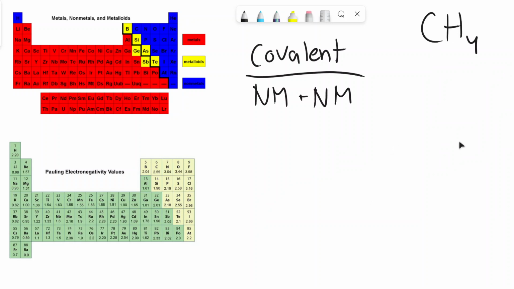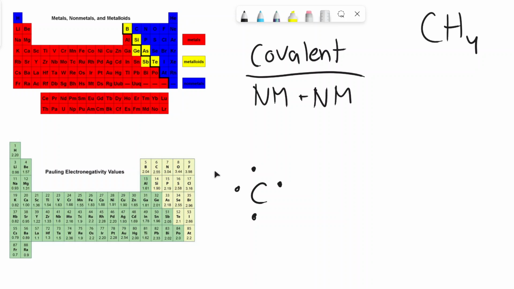So that means that this is going to be a polar covalent bond. On the other hand, if I had something like methane, whose chemical formula is CH4, we can figure out how to draw its Lewis dot. So carbon. Now carbon's a pretty amazing element because without it, we would not exist.